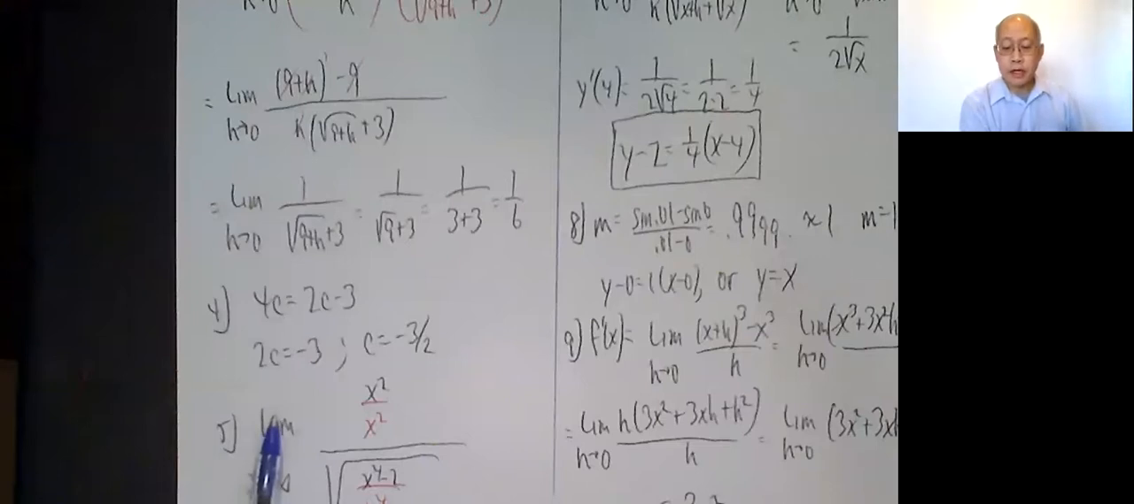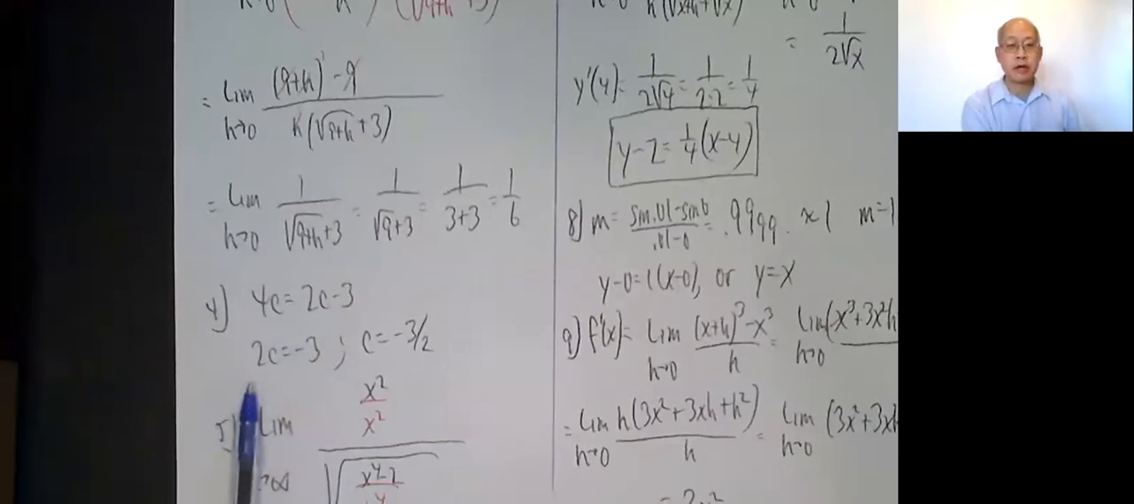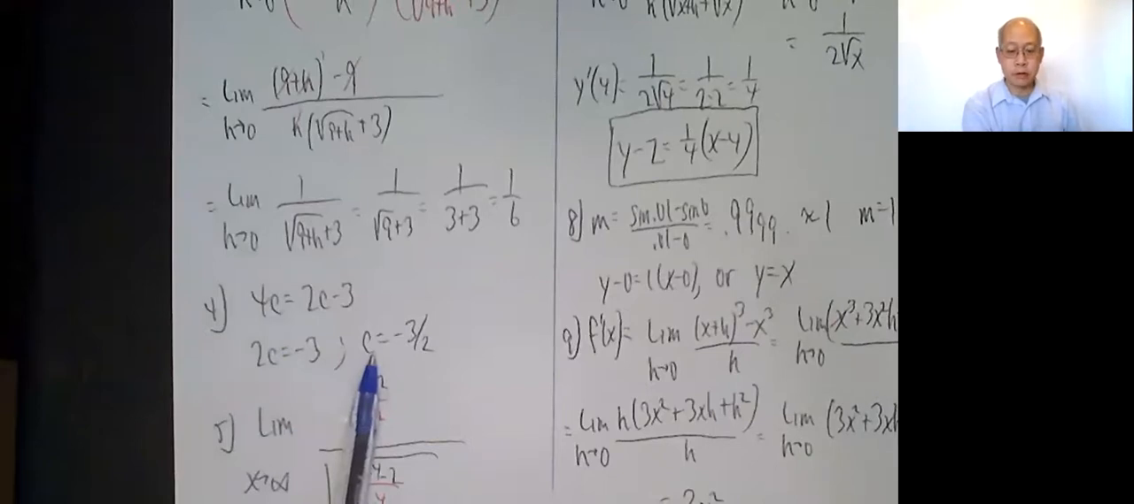Number 4, plug in x equals 2 for both the top and the bottom of the two expressions. So you plug in 2 to the top, you get 4c. Plug in 2 to the bottom for x, you get 2c minus 3. Subtract 2c and divide by 2. c is equal to negative 3/2.